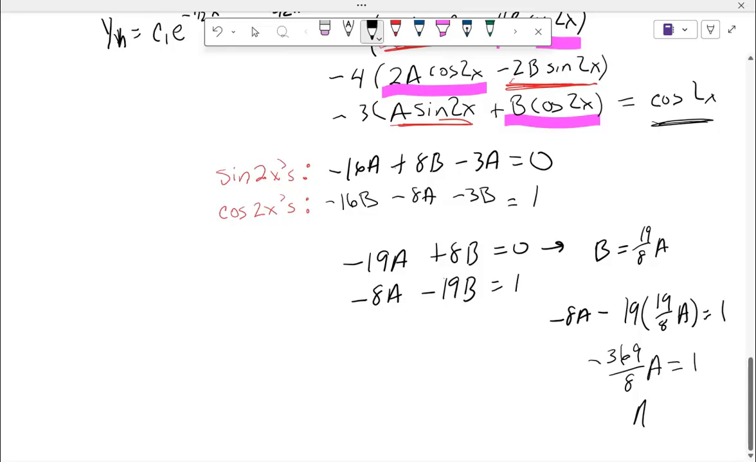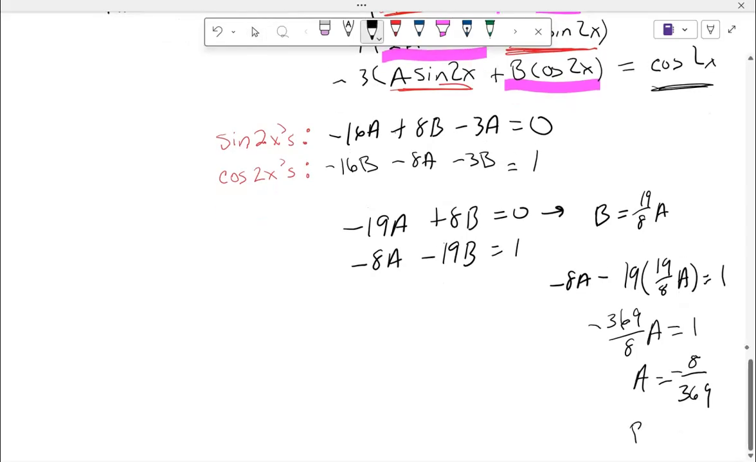Then I just need to multiply by the reciprocal. And then your b becomes 19 over 369. Ooh, that is ugly. Whew. Assuming I did my arithmetic right. Feels like I did it right.